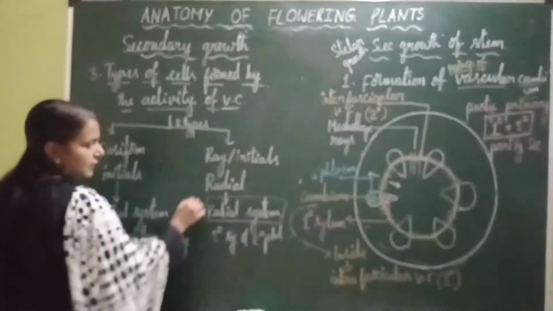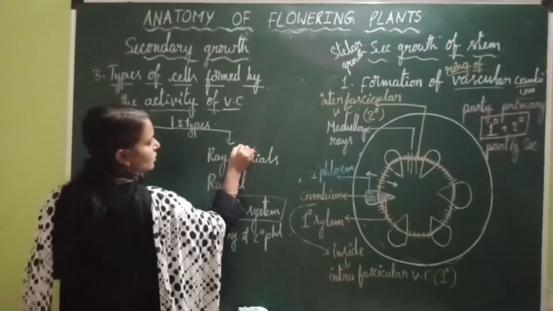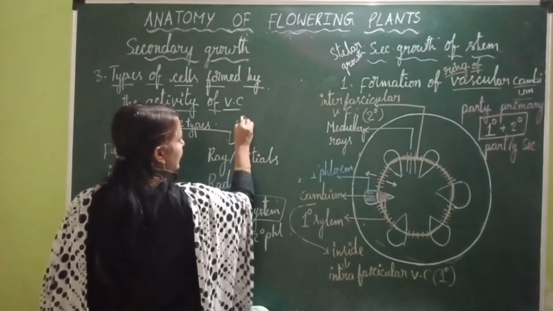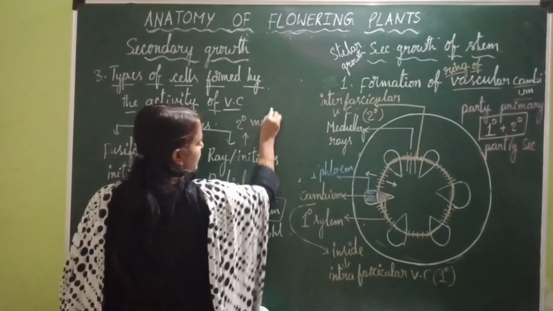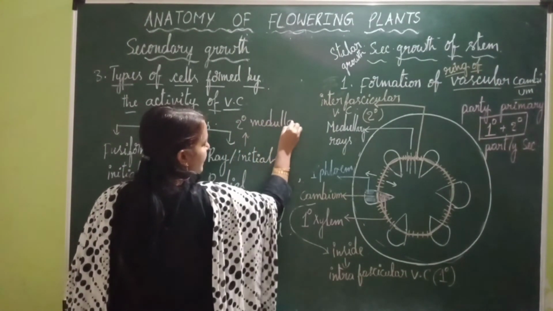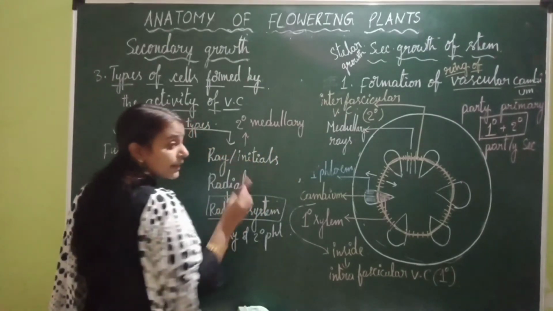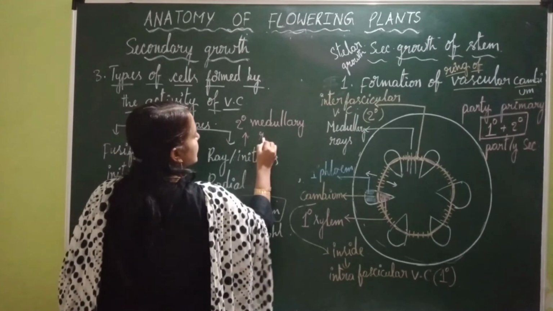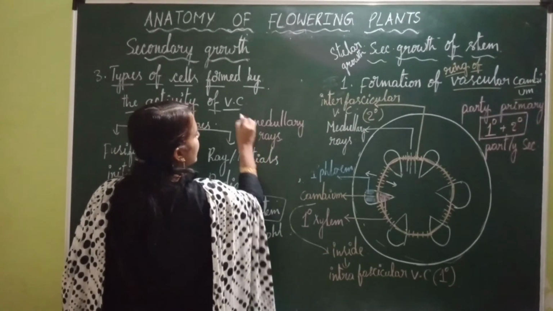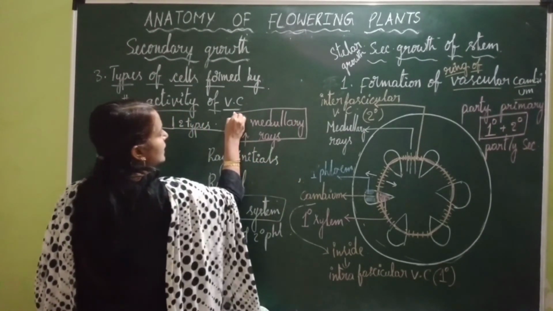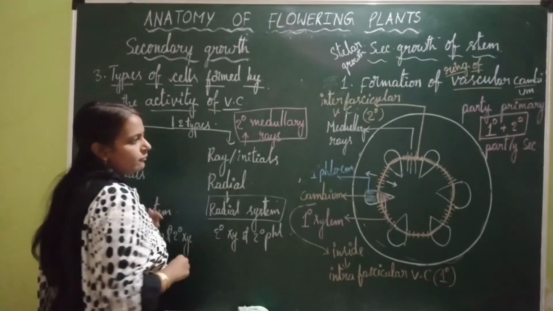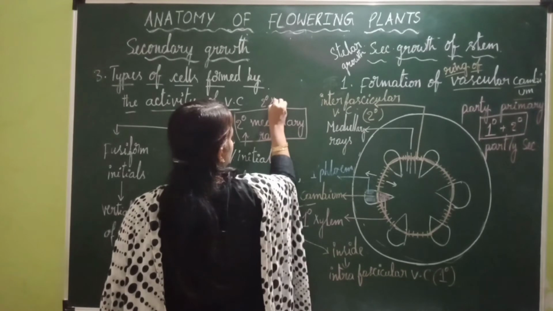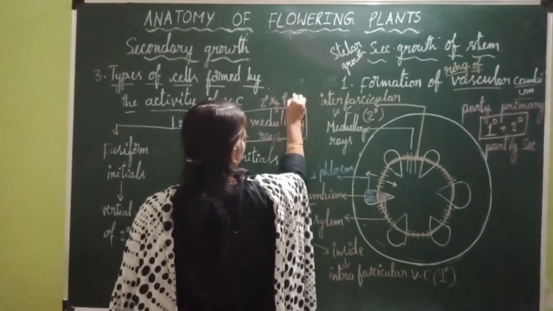So, now these ray initials are also involved in the formation of medullary rays called secondary medullary rays. Secondary medullary rays extend between secondary permanent tissues, that is secondary phloem and secondary xylem. They extend between secondary xylem and secondary phloem.